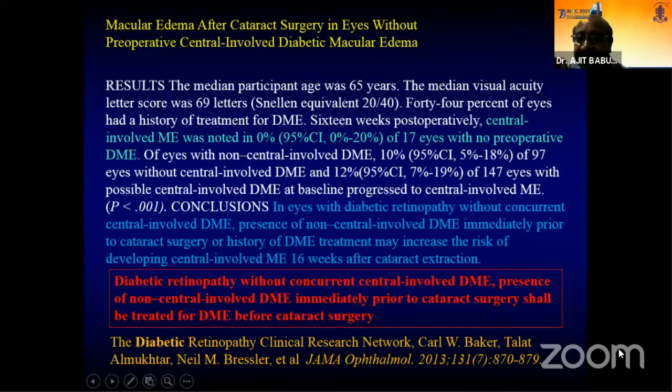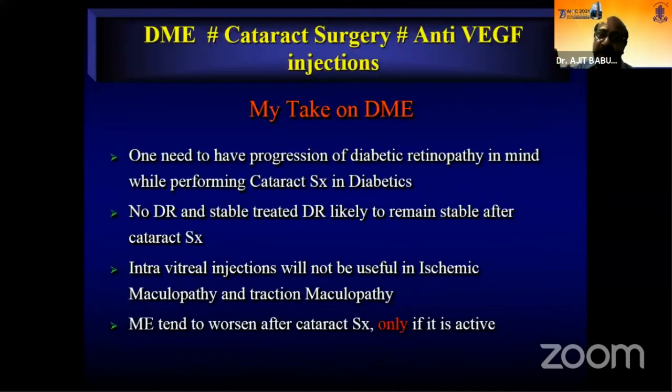In cases where there is a concurrent center involving or non-center involving diabetic macular edema preoperatively, they are high-risk cases for center involvement in the postoperative period after cataract surgery. So you need to treat them before going for cataract surgery rather than going for simultaneous anti-VEGF injections. My take on diabetic macular edema is that one needs to have the progression of diabetic retinopathy in mind while performing the cataract surgery.